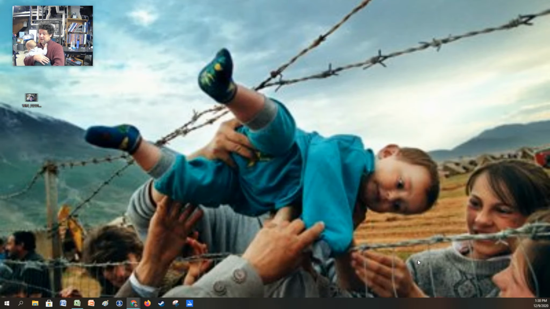My big question here is, which way is that baby going? Is that baby going into the camp or out of the camp?